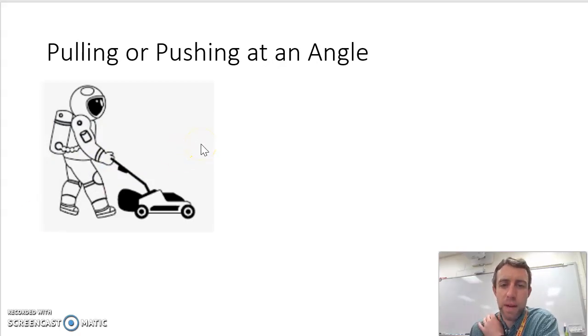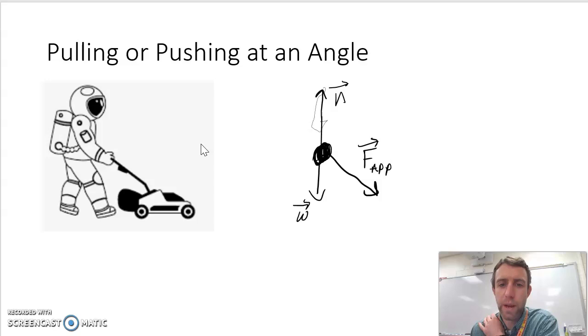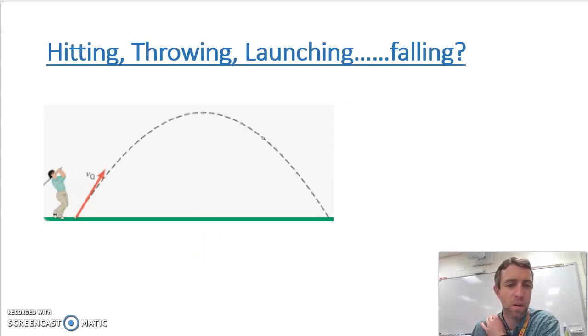Pushing at an angle, it's the same idea. This lovely astronaut. We have a force down at an angle. This would be an applied force. We have the weight force. And then, of course, we have the normal force. Now notice the normal force is bigger than the weight force, and that is because the applied force has a downward component, and they have to add up to equal 0.